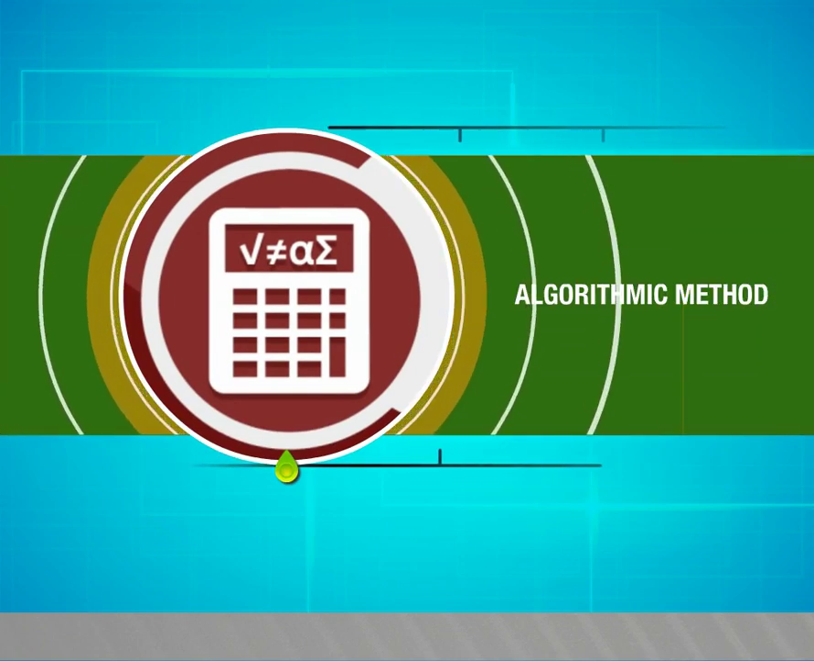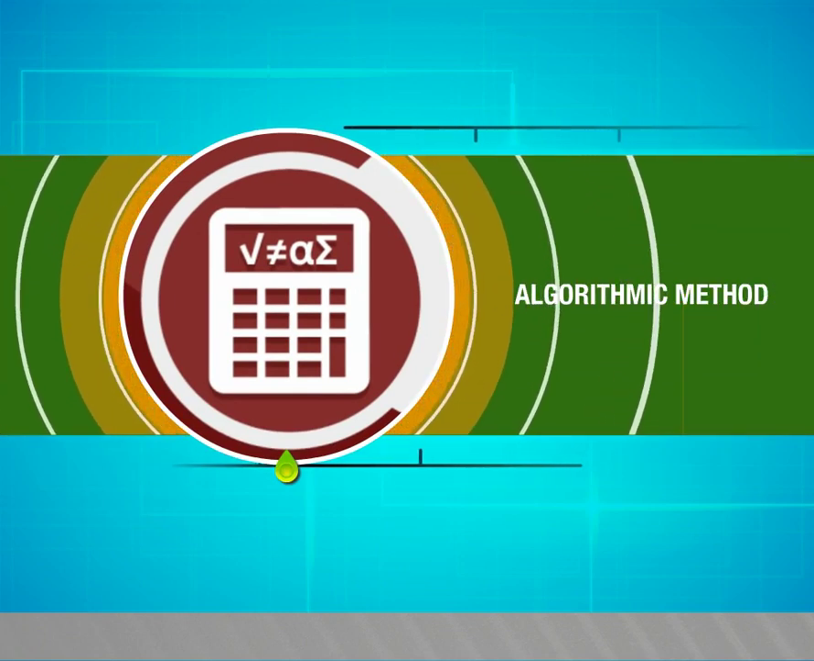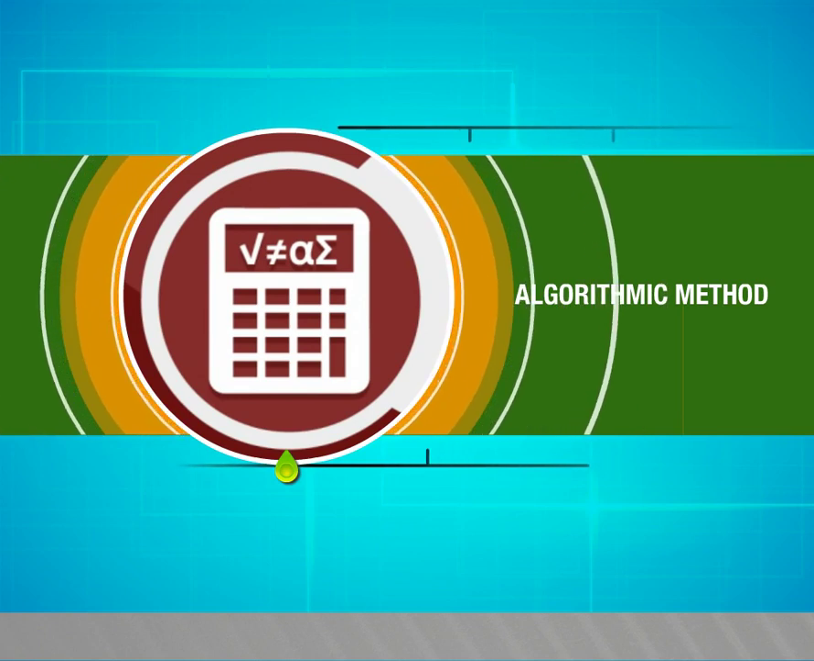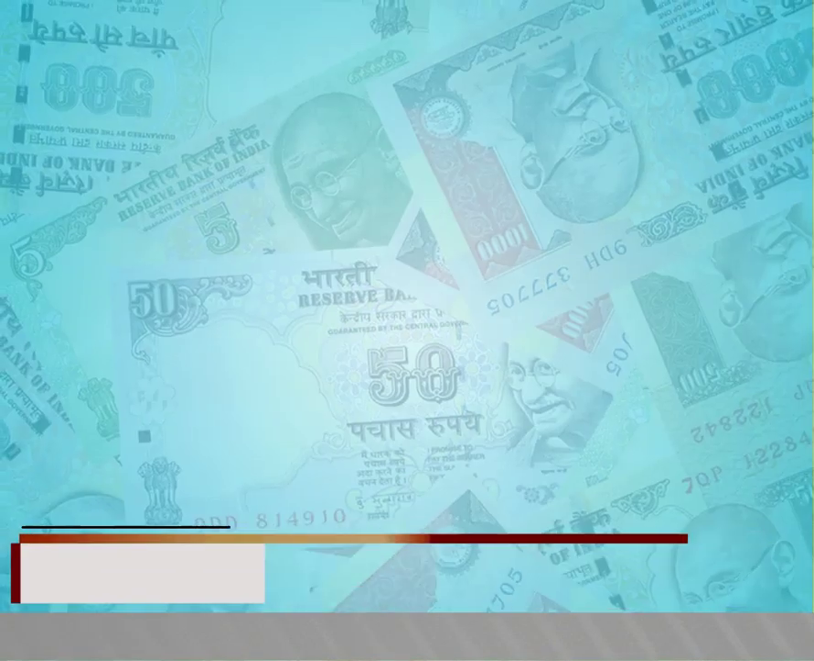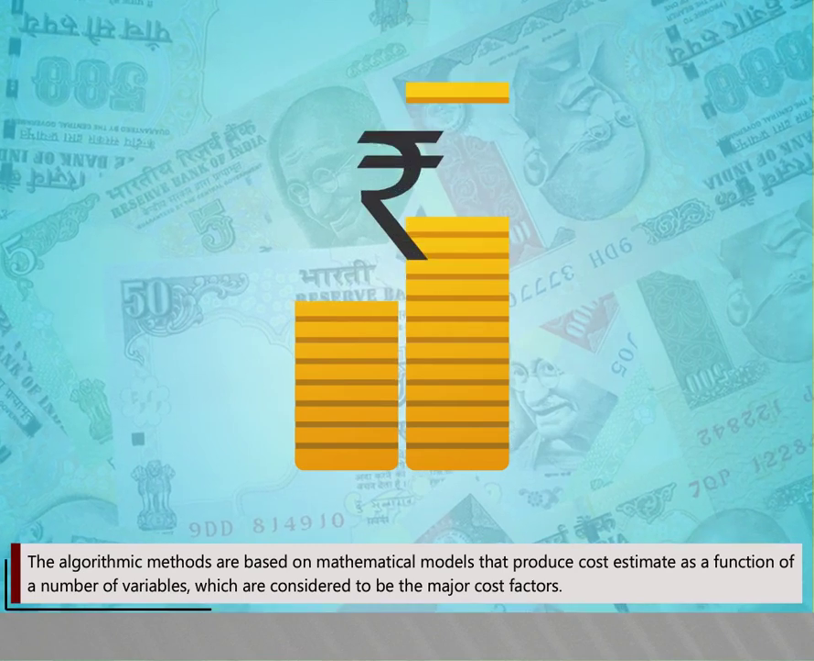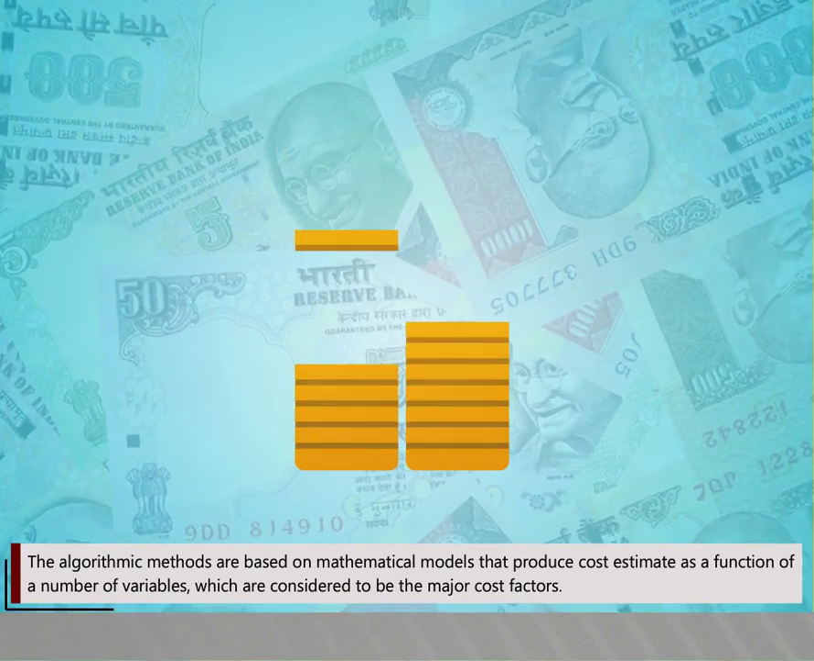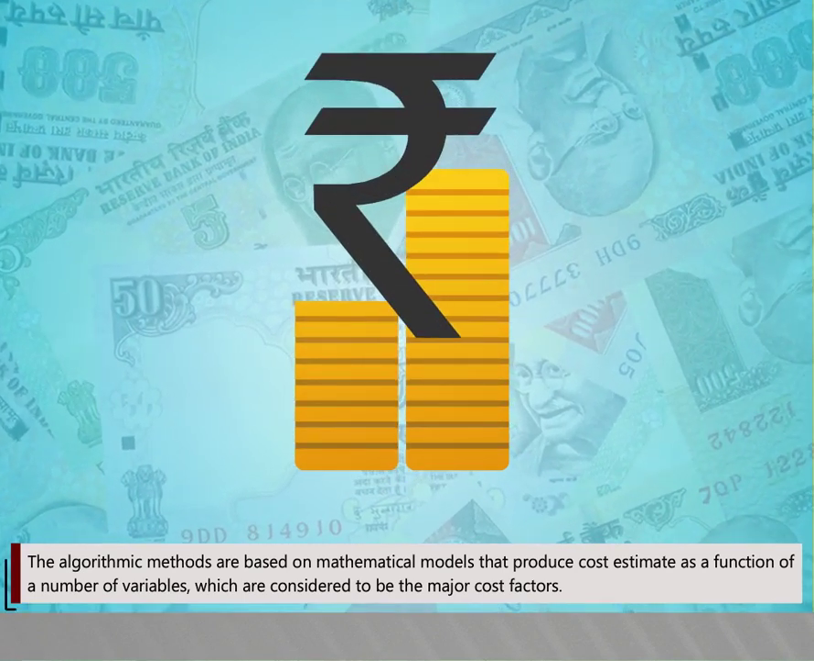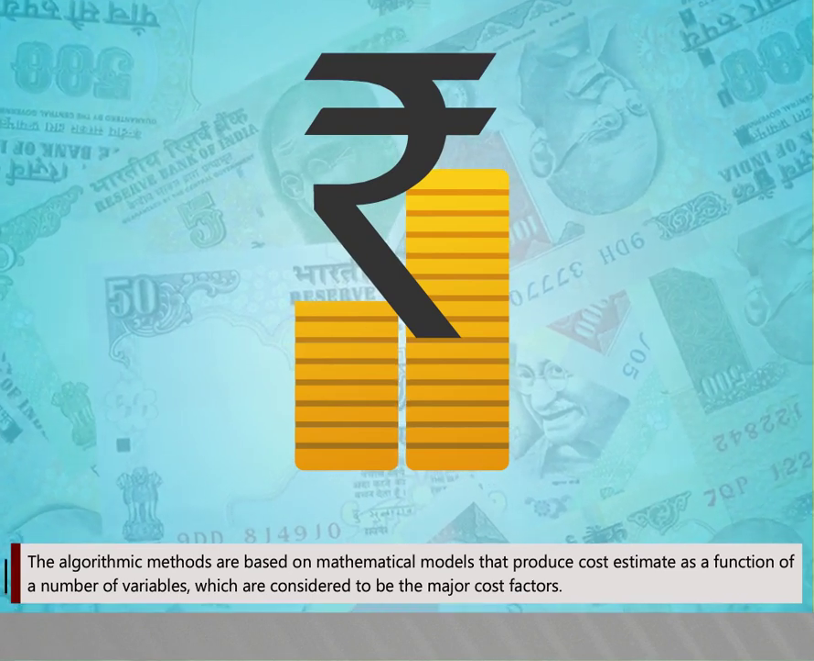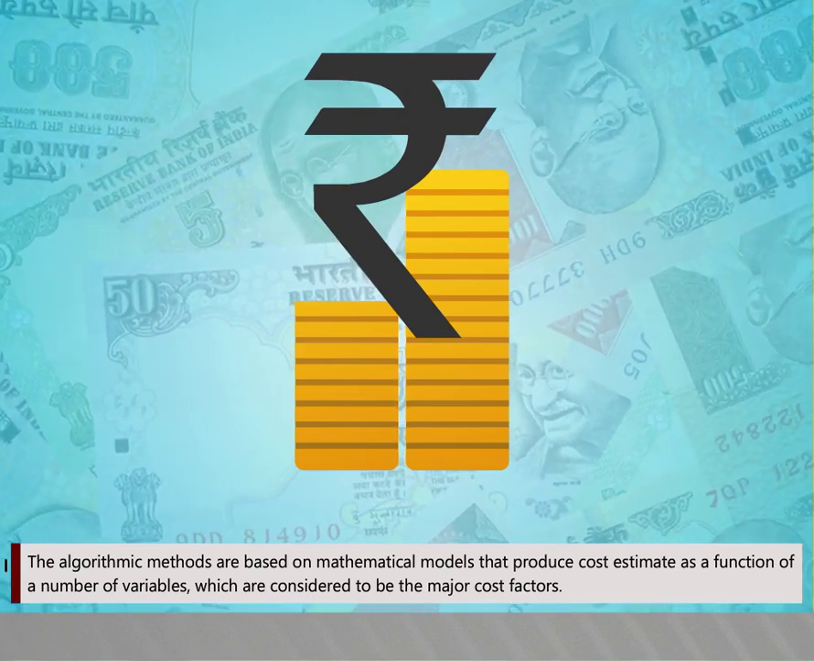Algorithmic method. In this animation, we are going to see about algorithmic method. The algorithmic methods are based on mathematical models that produce cost estimate as a function of a number of variables which are considered to be the major cost factors.